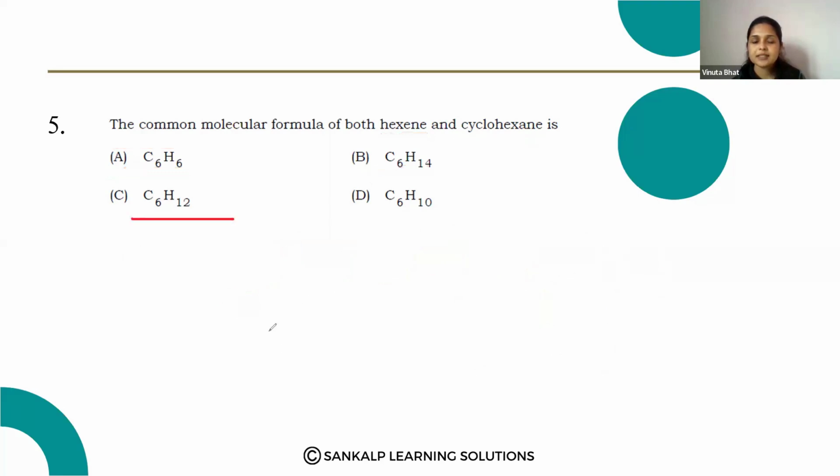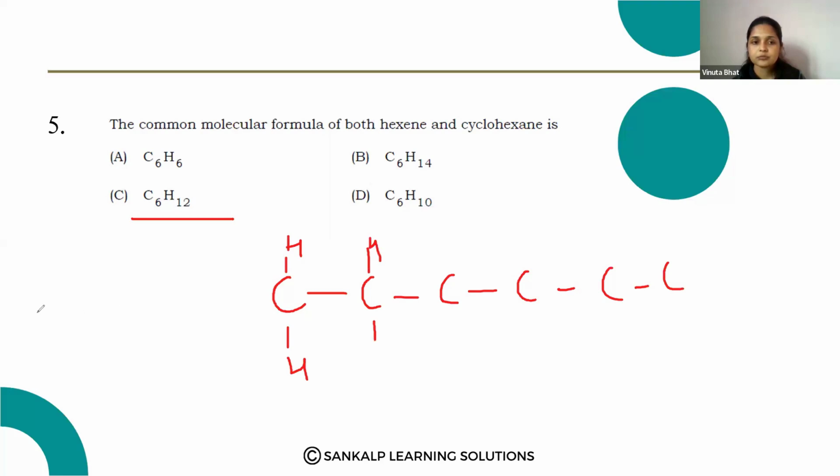Then check C6H12. 6 carbons, and hexene means a double bond should be there. And H12, 1, 2, 3, 4, 5, 6, 7, 8, 9, 10, 11, 12. But here you should add a double bond, because C6H12 alone does not fulfill the carbon valency. So here we'll add the double bond.